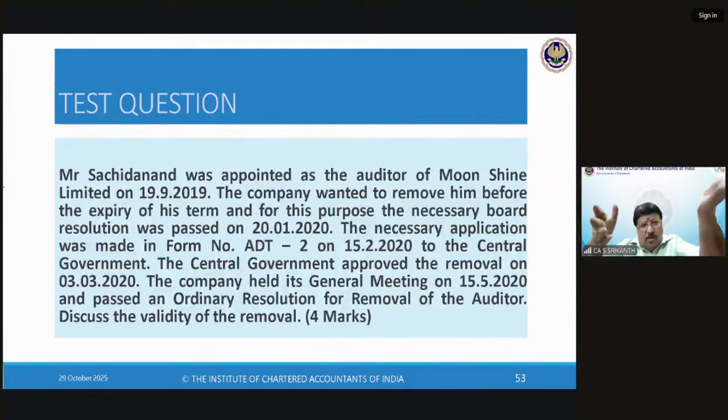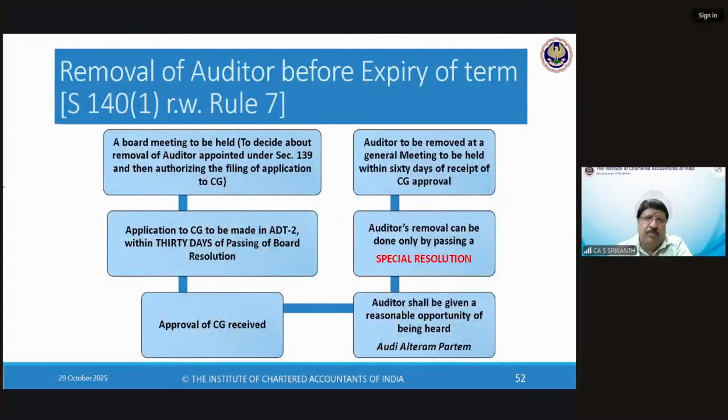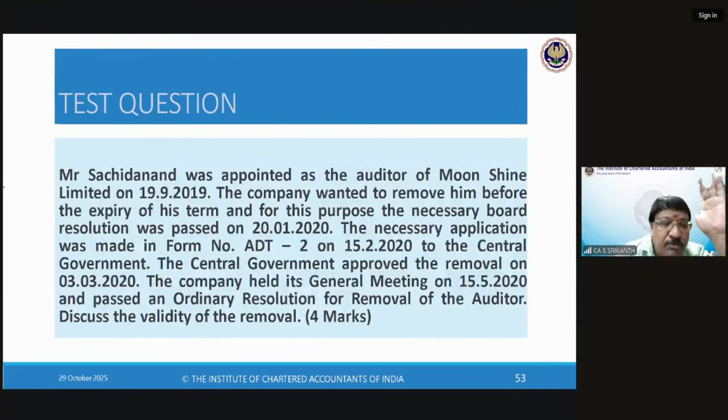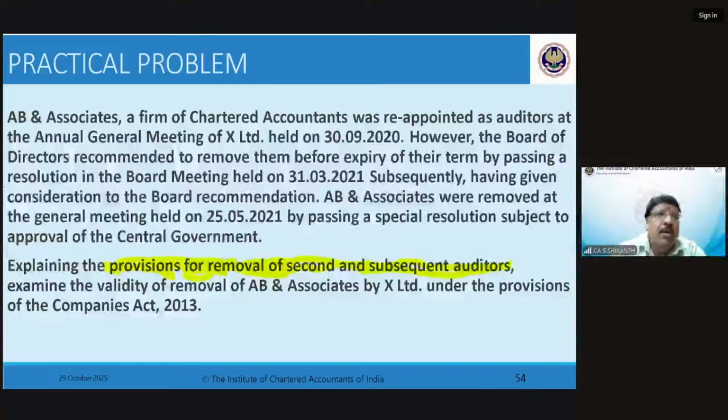You have applied the law to the facts. Then finally, conclusion: the removal of the auditor is not valid. That's all. You will get your 4 marks. Well, you won't get 4 marks, 3.5 marks, if your handwriting is neat. Even if your English is not good, just mug up and write this. You will get your 3.5 marks or 4 marks. This is my humble submission to you.